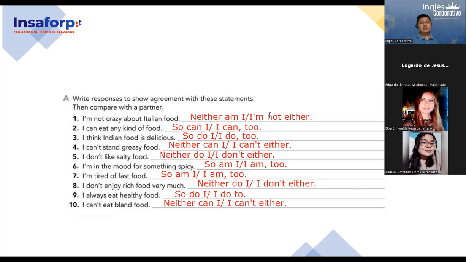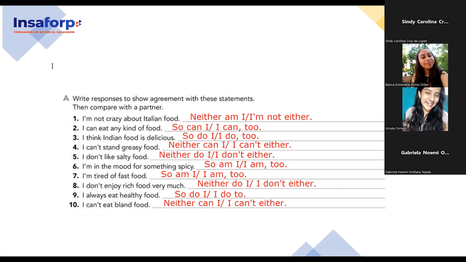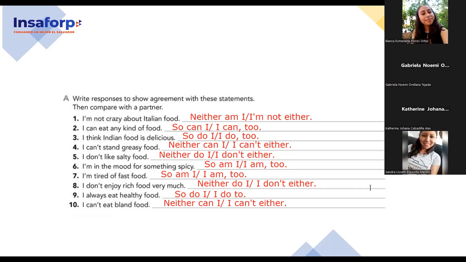So cuando alguien le diga, I don't like pizza. ¿Cómo demuestra usted that you agree with that person? Neither do I, or I don't either. Very good. If somebody says to you, I don't like pollo campero, right? What is your agreement? Really, I do. Neither. Absolutely, right? See, usted disagree. Really, I do. I do love it.